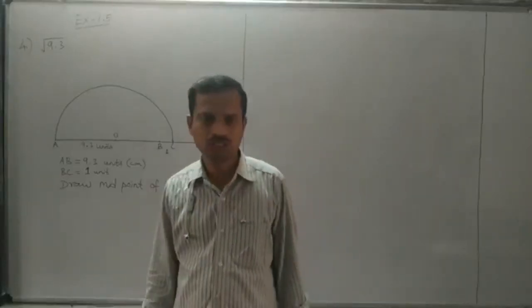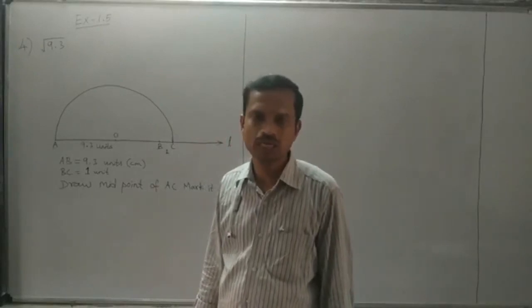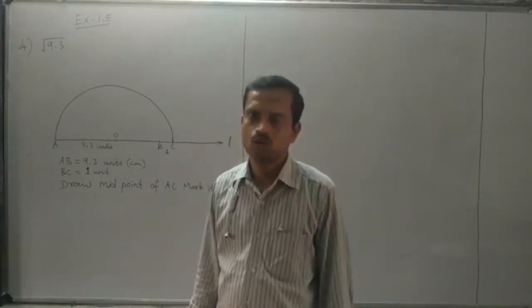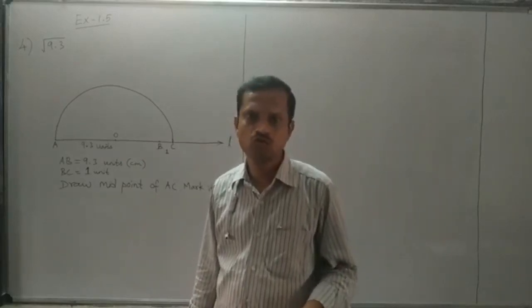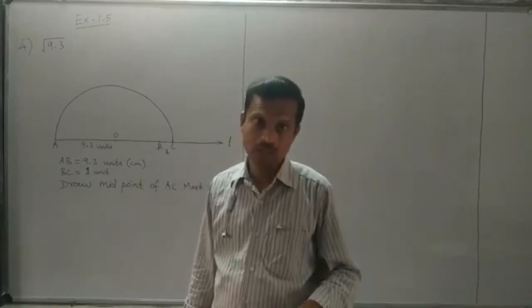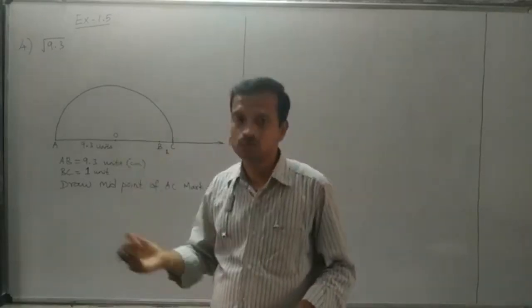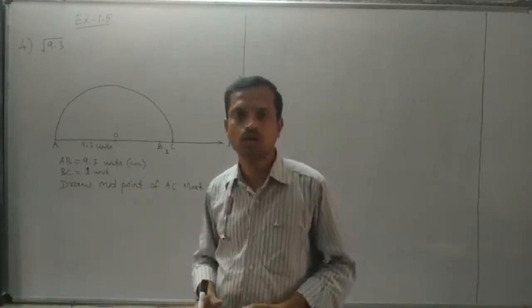And now coming to the question number 4, represent root 9.3 on a number line. So before exercise, we saw representing root 2, root 3, root 5 and square root spiral. So everything we saw. But here, root of 9.3, a square root of a decimal number. How to represent on a number line?